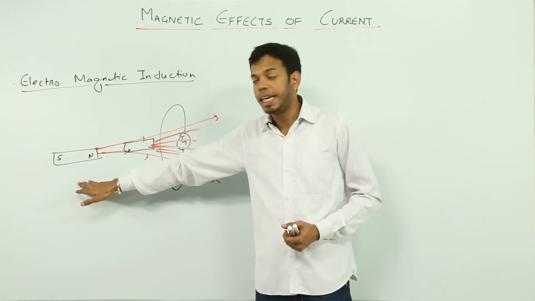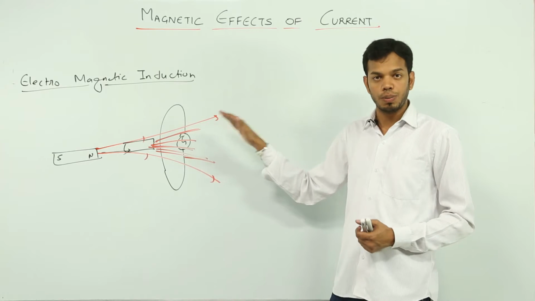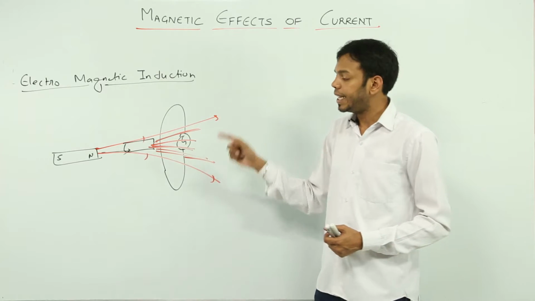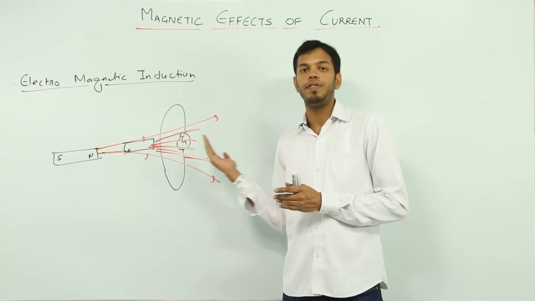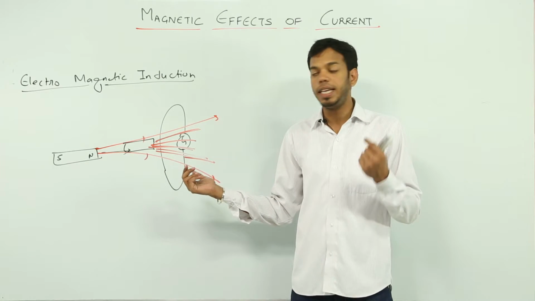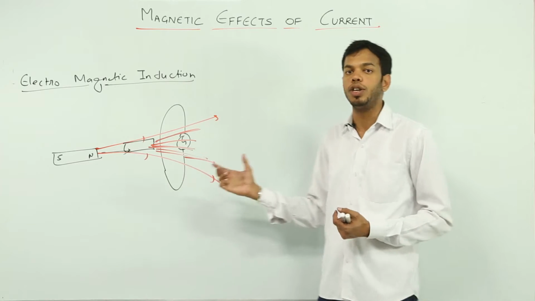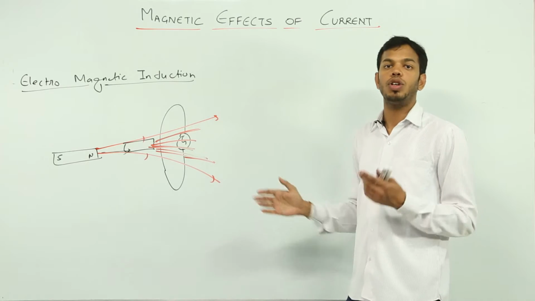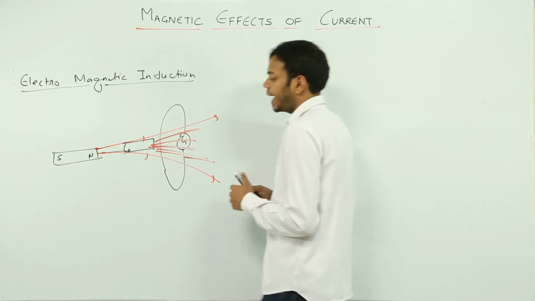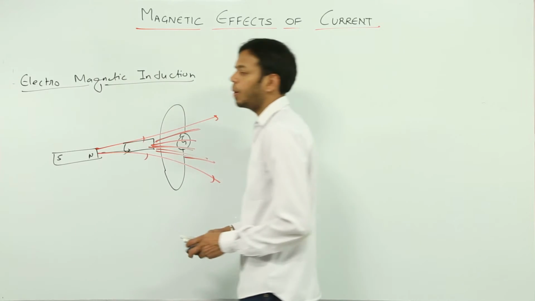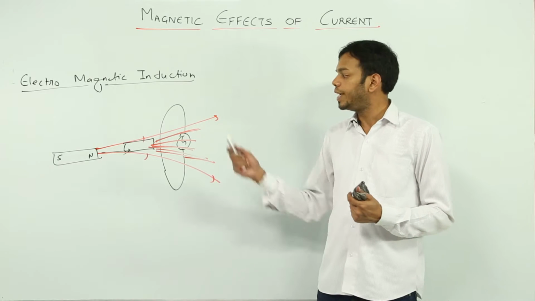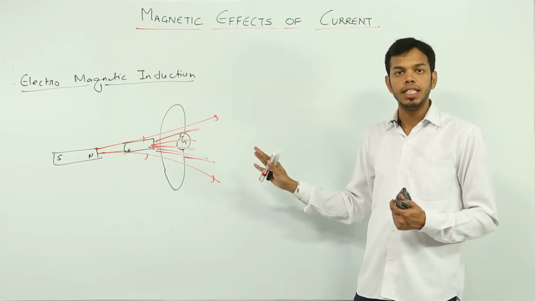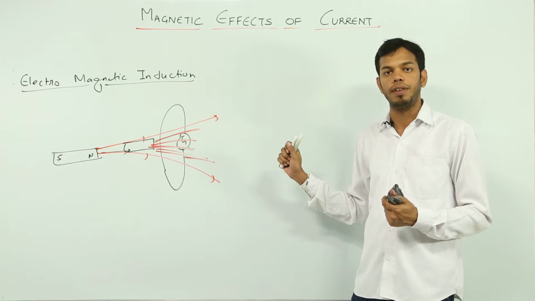That whenever flux linked with the coil changes and induced EMF is produced in it, number 2, this induced EMF will last only till the change in flux is continuing. We need to change the flux continuously in order to get the deflection, in order to get the current. So that is what electromagnetic induction is all about. Electromagnetic induction is the phenomenon of production of induced current by changing magnetic flux or by changing magnetic field.